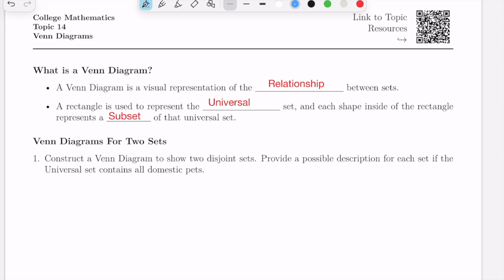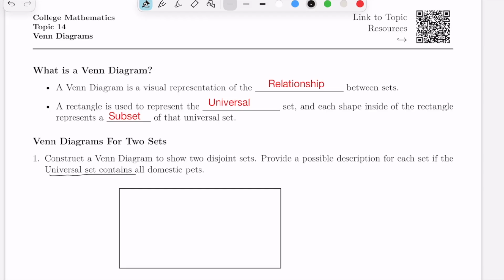for two disjoint sets. The first thing we're going to do is make a rectangle. This rectangle represents the universe. In this case, it says, provide a possible description for each if the universal set contains all domestic pets. And so I'm going to put a little U up in the corner here. And now every possible domestic pet is here, all of them.